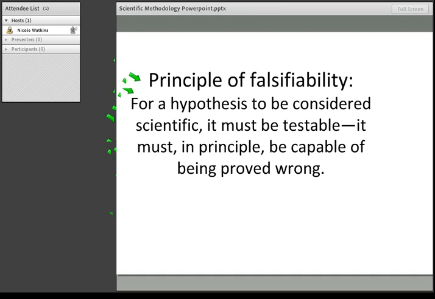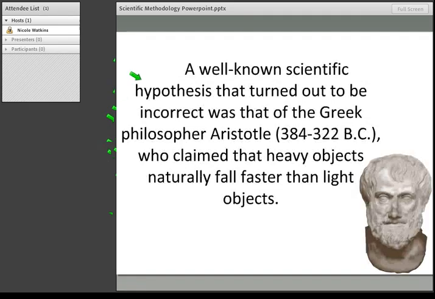So let's talk about this principle of falsifiability. For a hypothesis to be considered scientific, it must be testable. It must, in principle, be capable of being proved wrong. And I talked about that a little bit prior with examples. That is called the principle of falsifiability.